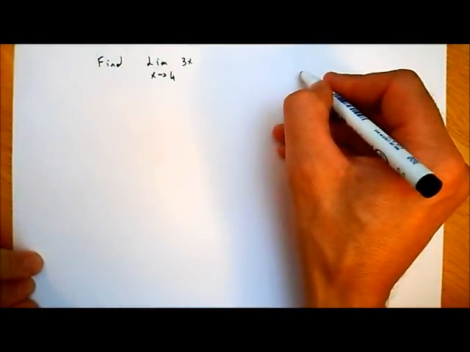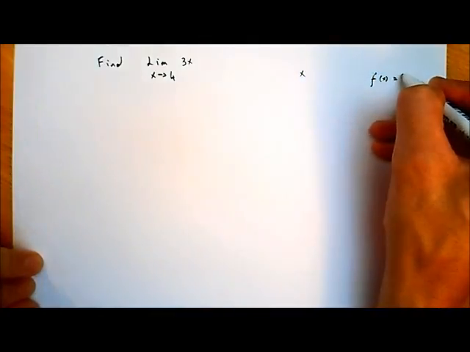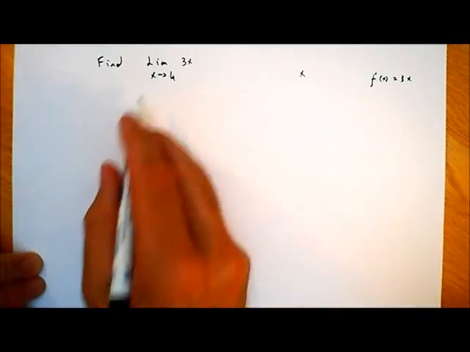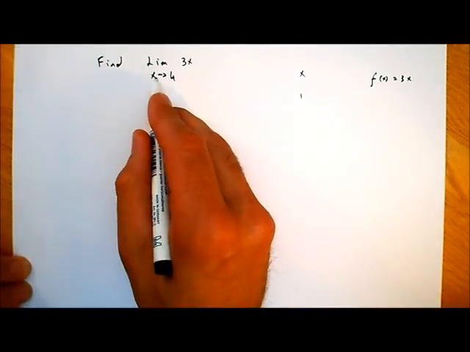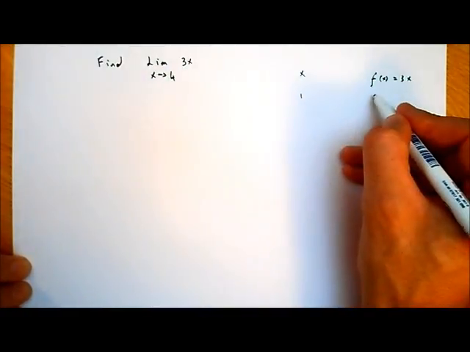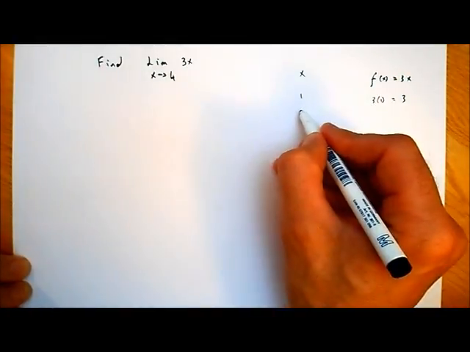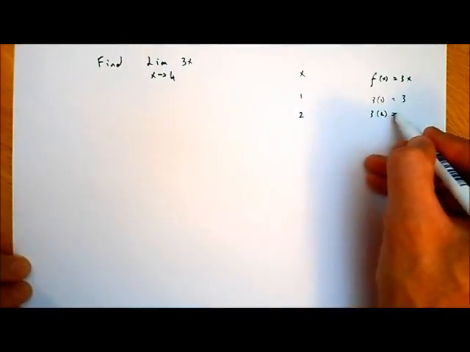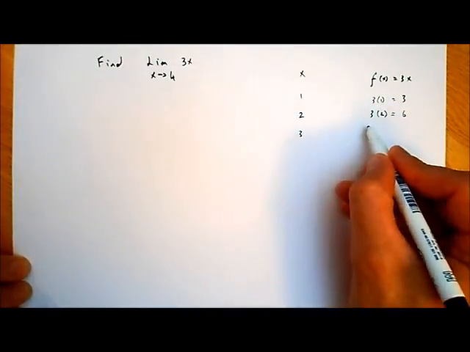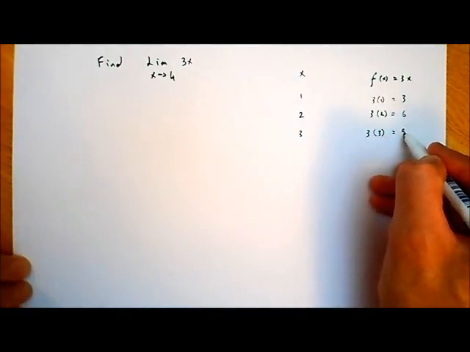So let's draw a table. We have our x values, and we'll have our f of x values. So f of x is equal to 3 times x. We want to get values closer and closer to 4. So let's start off with x equal to 1. When x is 1, 3x would be 3 times 1, which is 3. When x is 2, 3 times 2 is 6. When x is 3, 3 times 3 is 9.